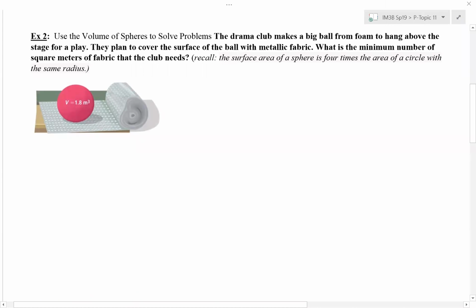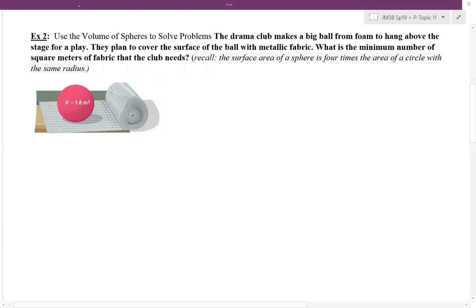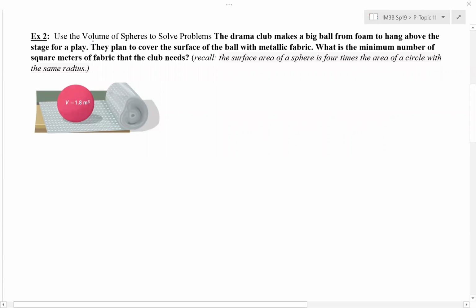Let's start with example 2. It says that the drama club is making a big ball from foam to hang above the stage for a play. They plan to cover the surface of the ball with metallic fabric. What is the minimum number of square meters of fabric that the club needs? So it says, recall, the surface area of a sphere is 4 times the area of a circle with the same radius. So what they're telling us here is that if I'm covering something with fabric, I need to find the surface area to equate that to how much fabric I need.